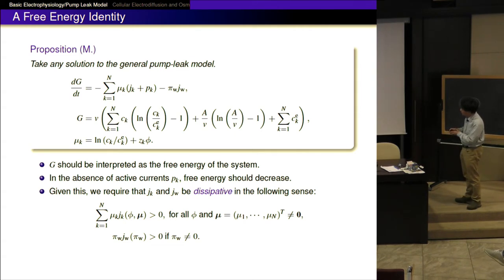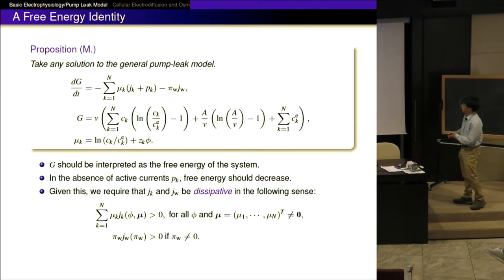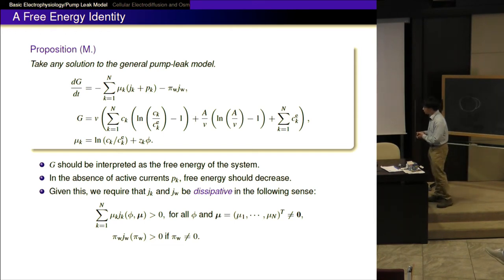The J_k here are the passive fluxes, and the P_k are the active fluxes, and so this identity gives us some structure conditions on what J_k and J_w have to be. If we don't have any pump currents, that is, if we don't have any energy input into the system, the free energy should be decaying. Therefore, if P_k is equal to zero, the sum of mu_k J_k plus pi_w J_w has to be positive, or dG/dt has to be negative overall, if we believe in thermodynamics. So we will require that J_k and J_w be dissipative in the sense that these conditions have to hold.